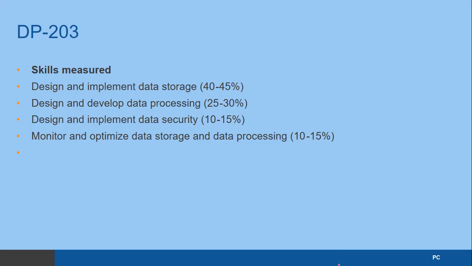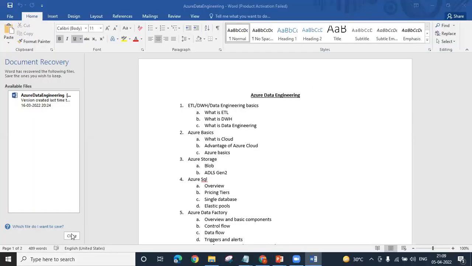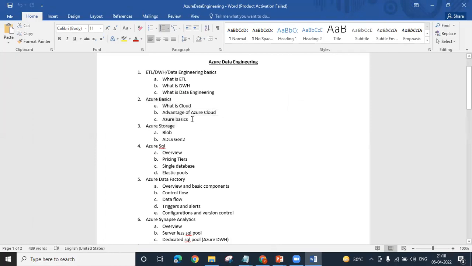Coming to the topics which we are going to cover, there are a good number of topics. Let me go through that for one second. Yeah, so we have ETL and data engineering basics. We'll talk about what is ETL, what is DWH, what are the basics of ETL, right? And we'll talk about Azure basics, what is cloud, the advantages of the Azure cloud, and the various terminology which is good to know for a data engineer.